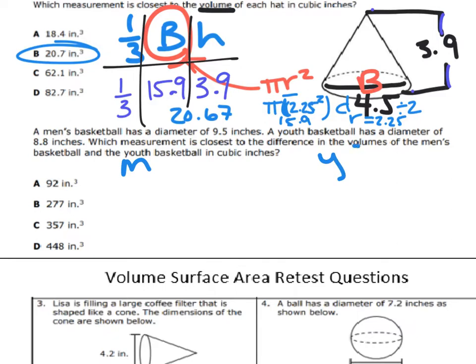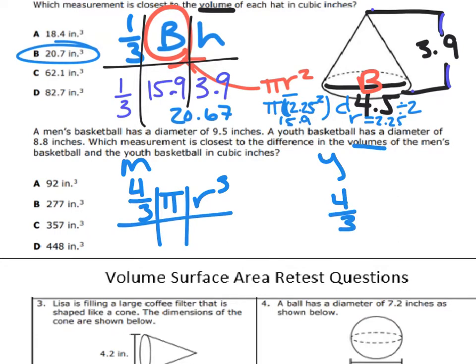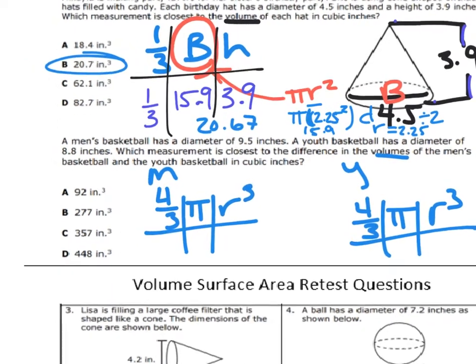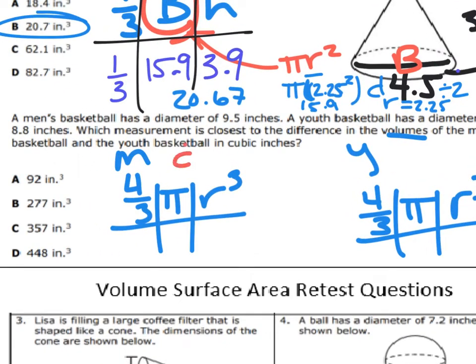It's asking me for the difference in volume, so I'm going to go ahead and use my volume formula, which is 4/3 pi r cubed. And then it's going to be the same formula over here. So in order to do this one, I am going to need r, the radius. So the men's basketball has a diameter of 9.5. So d is 9.5, but I don't want d, the diameter. I want r, the radius. So we're going to divide by 2. 9.5 divided by 2 in my calculator is 4.75. So r is 4.75.